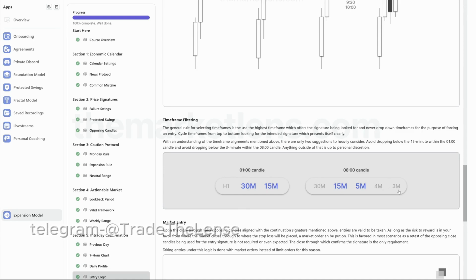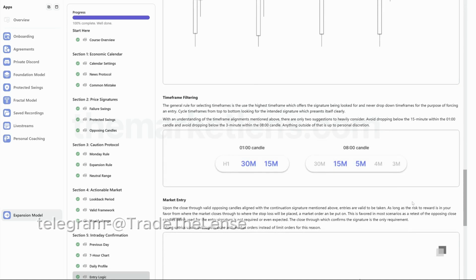And then 4-minute and 3-minute, these are only to refine. If you're viewing something on the 5-minute and you see it developing there, but it's not giving you that clear signature, maybe there's a large wick, small candle body, and you want to get a better perspective, that's what these two are for. I wouldn't drop below a 3-minute. It's unnecessary and maybe pushing the boundary a little bit.